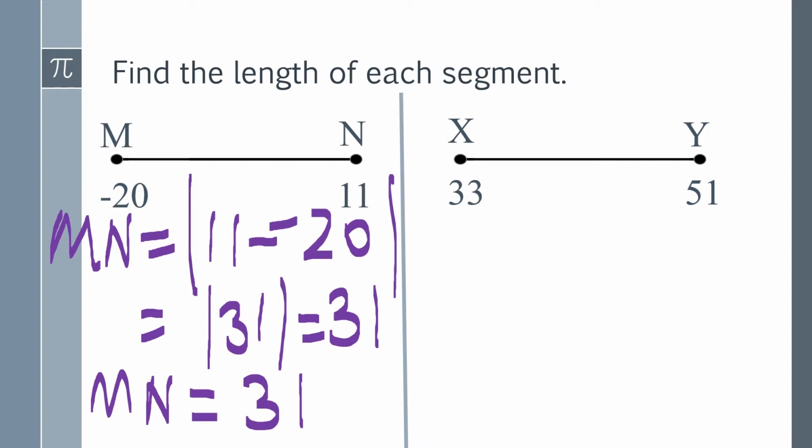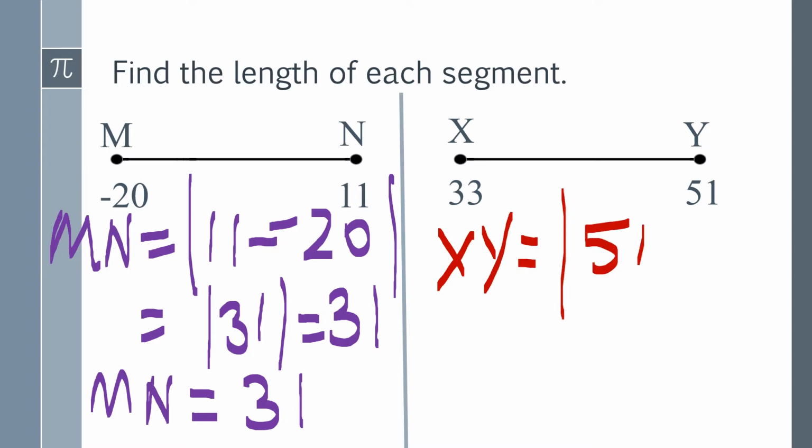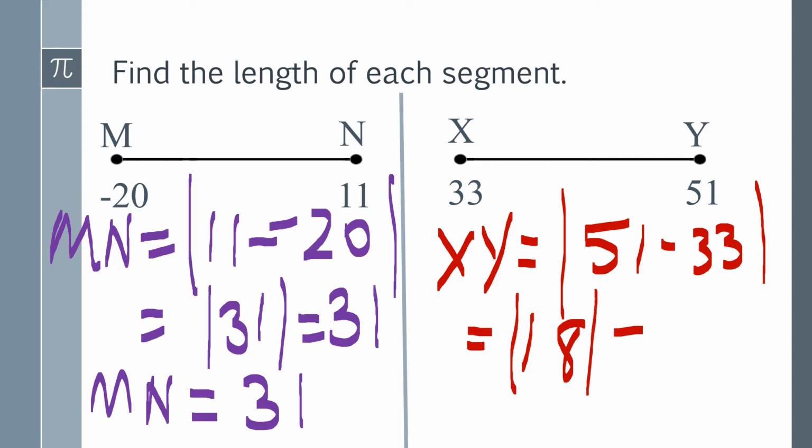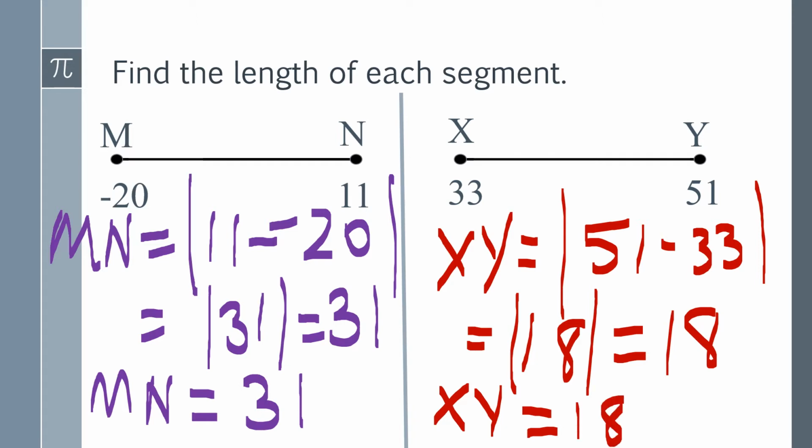Now we want to find the length of segment XY. So the length of segment XY is equal to the absolute value of 51 minus 33. And so we need to go ahead and find the difference between 51 and 33, which will give us 18. And the absolute value of 18 is 18. So therefore, the distance between X and Y, or the length of segment XY, is 18 units long.